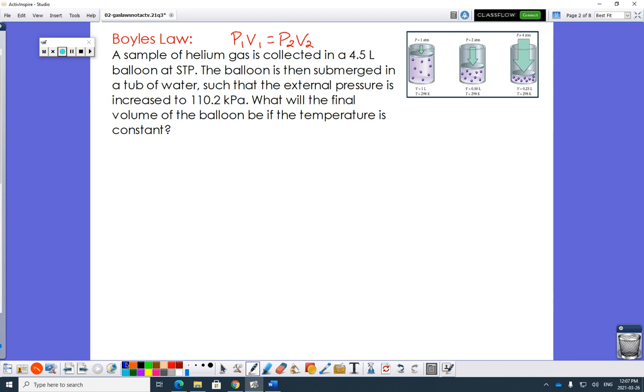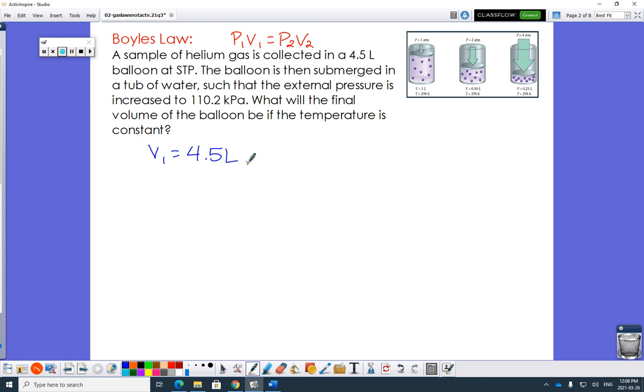So a sample of helium gas is collected in a 4.5 liter balloon at standard temperature and pressure. So we have its volume. The balloon is then submerged in a tub of water such that the external pressure is increased to 110.2 kPa. So when you're given STP, that's going to be a temperature and a pressure.